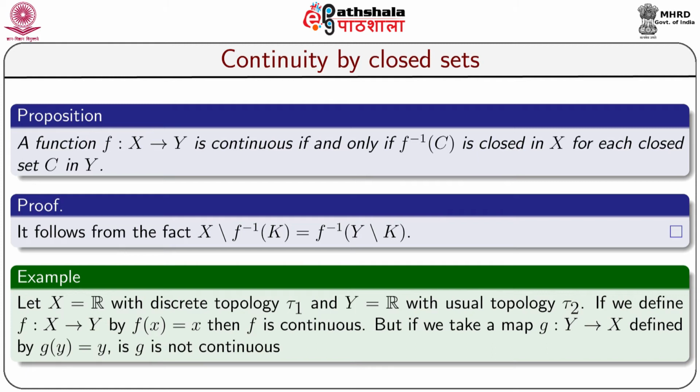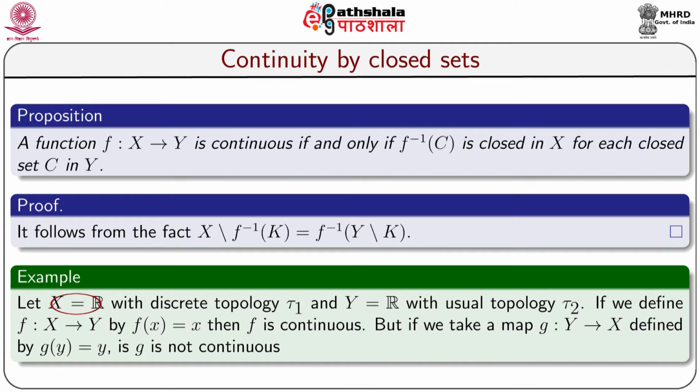Proposition: a function f from X to Y is continuous if and only if f inverse of C is closed for each closed set C in Y. Its proof follows as the inverse function behaves well. In fact, from this equality its proof follows, that is, X minus f inverse of K is equal to f inverse of Y minus K.